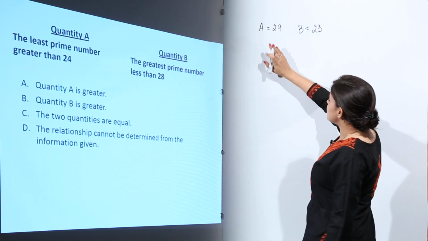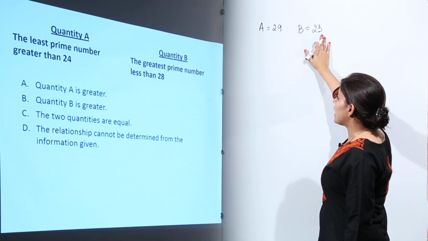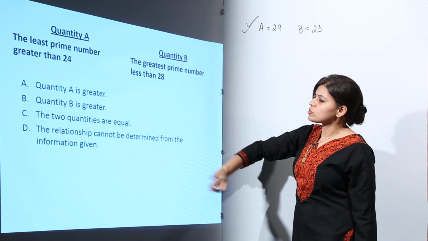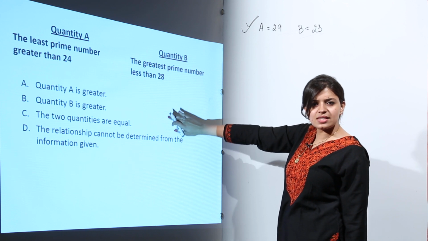So on comparing these values A and B, we can say that quantity A is greater. So now you see the options. We can say that option A in this case is correct.